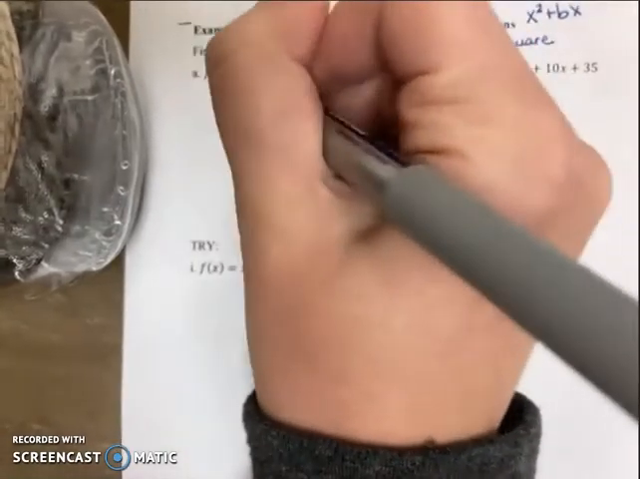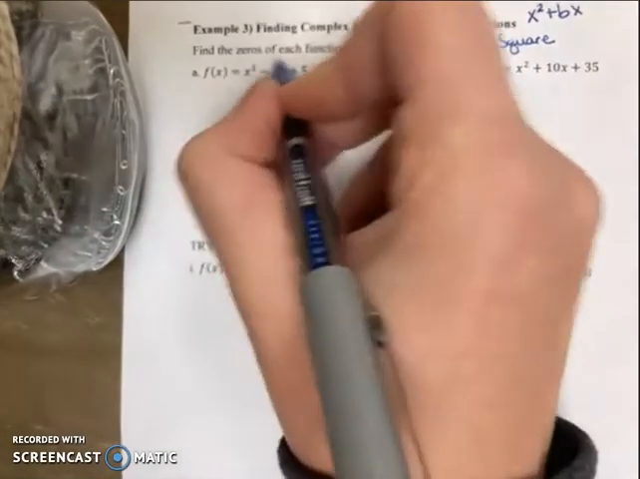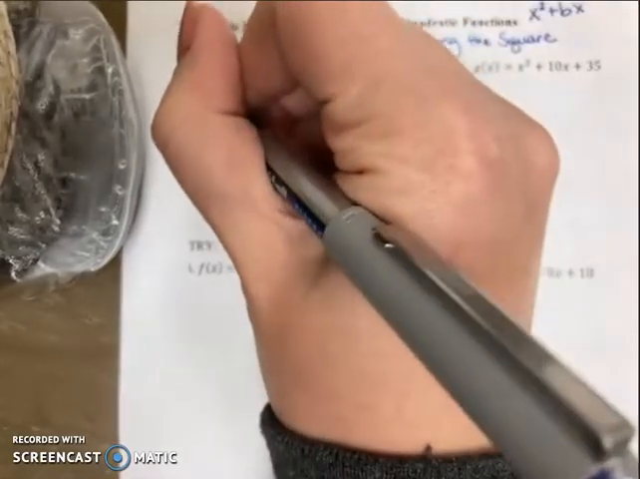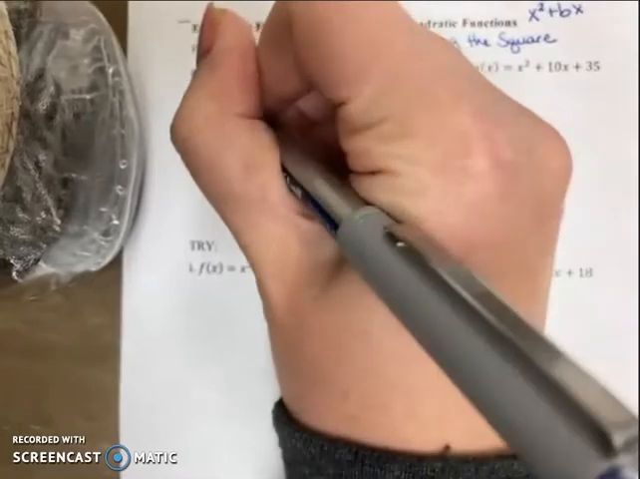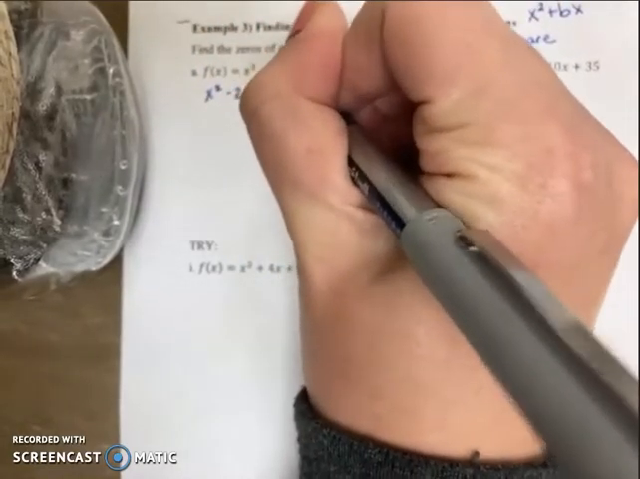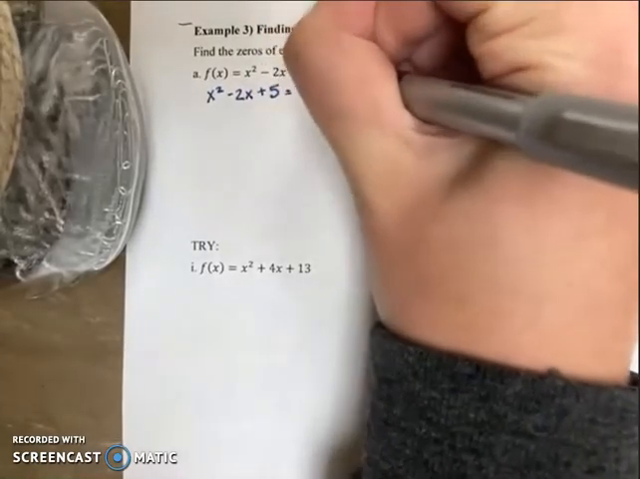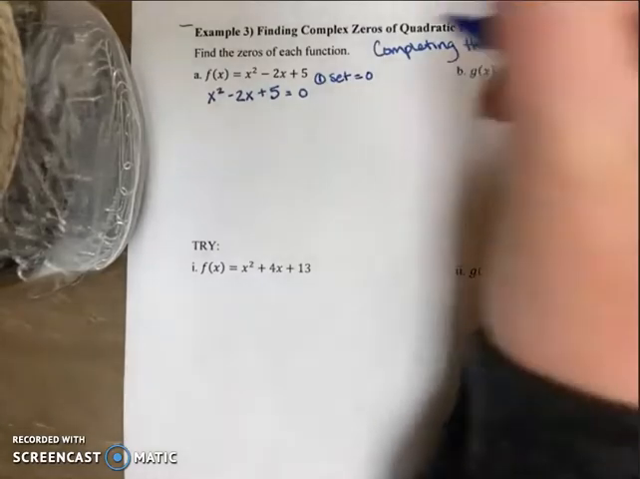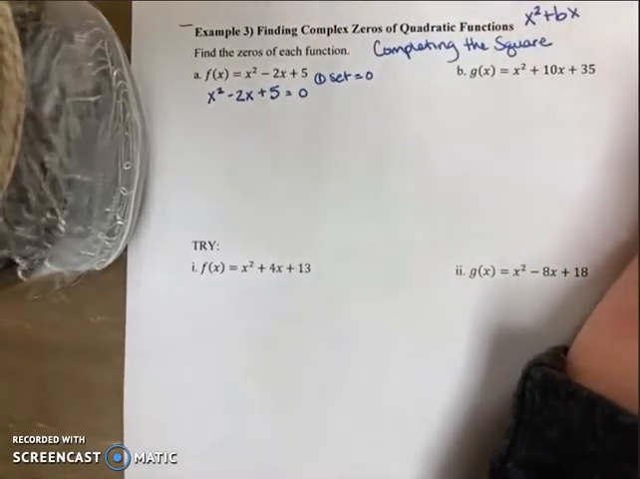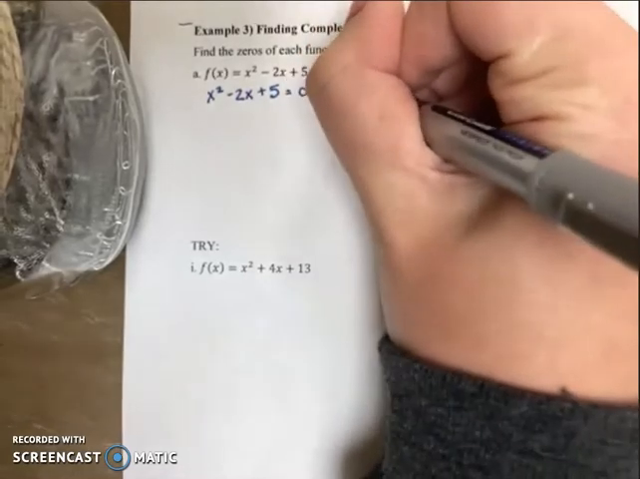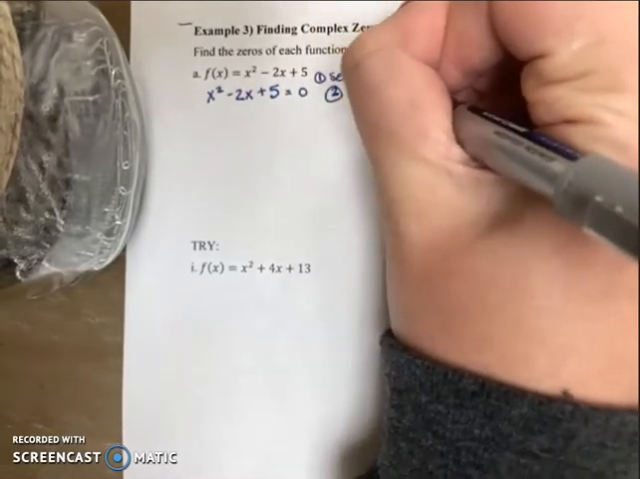When I look here, if I'm trying to find the 0, I need to rewrite it so that it's set equal to 0. So I have x squared minus 2x plus 5 equal to 0. So first thing I did was set equal to 0. And now I'm going to work on getting it in the form x squared plus bx. Okay, so step 2, x squared plus bx.